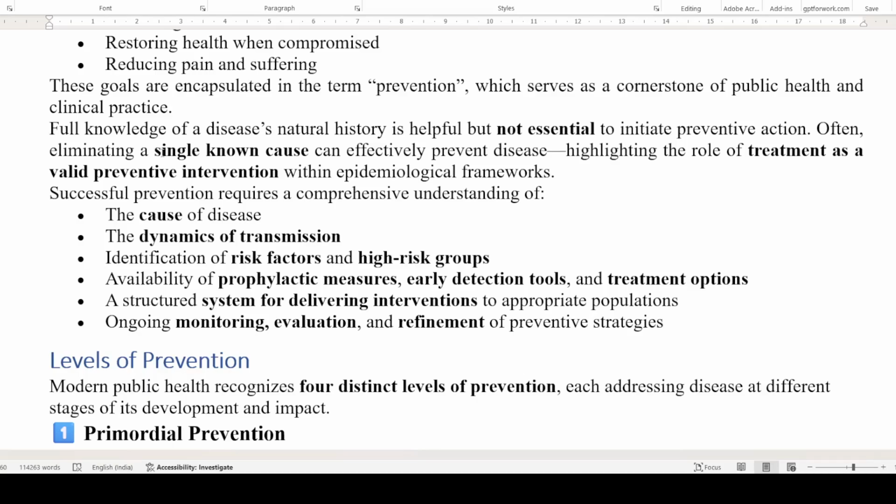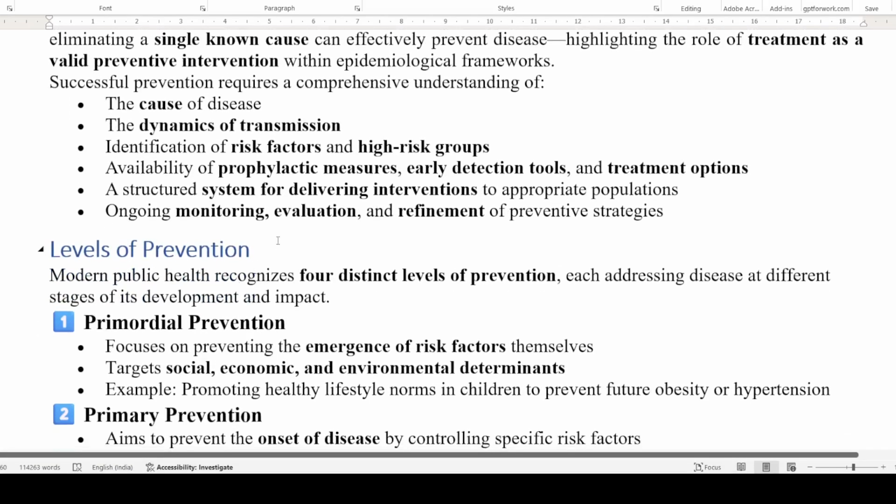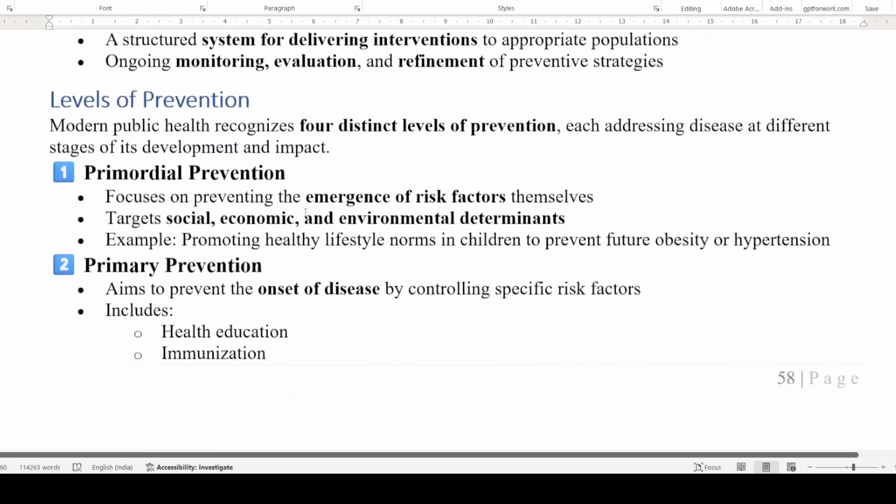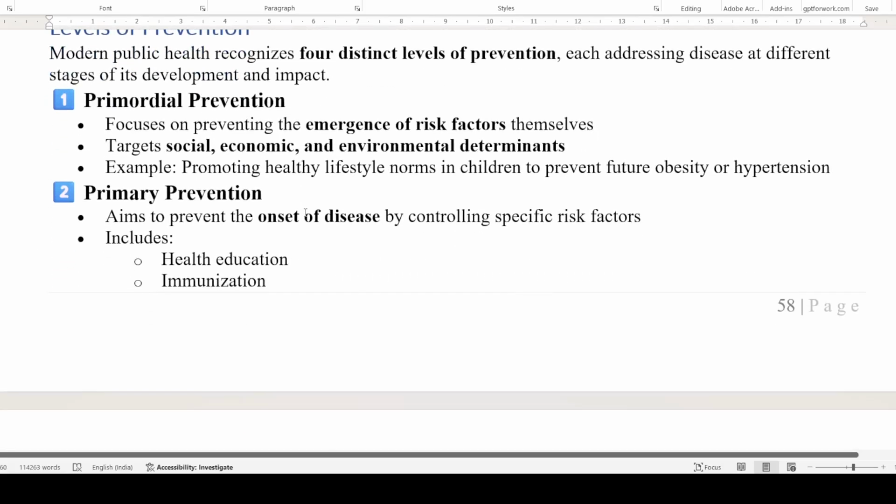So successful prevention requires the understanding of the cause of disease, dynamics of transmission of disease, identification of risk factors, high risk groups, availability of prophylactic measures, early detection tools, treatment options, interventions, and there should also be good monitoring, evaluation, and refinement of all the strategies. So there are various levels of prevention. Levels of prevention means we can prevent the disease at various levels.